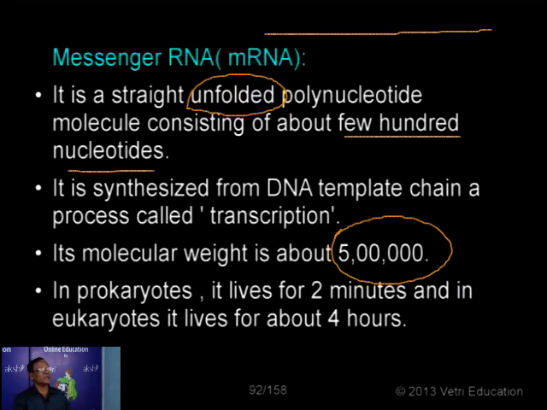And what is its half-life, or its lifespan? This messenger RNA is short-lived compared to the different types of RNA. In prokaryotic cells its life duration is only 2 minutes, but in eukaryotic cells its life duration is 4 hours. So it lives for 2 minutes in prokaryotic cells like bacteria and 4 hours in eukaryotic cells. There is a main difference in life duration, which is why I say that out of the different types of RNAs, it is of short life.